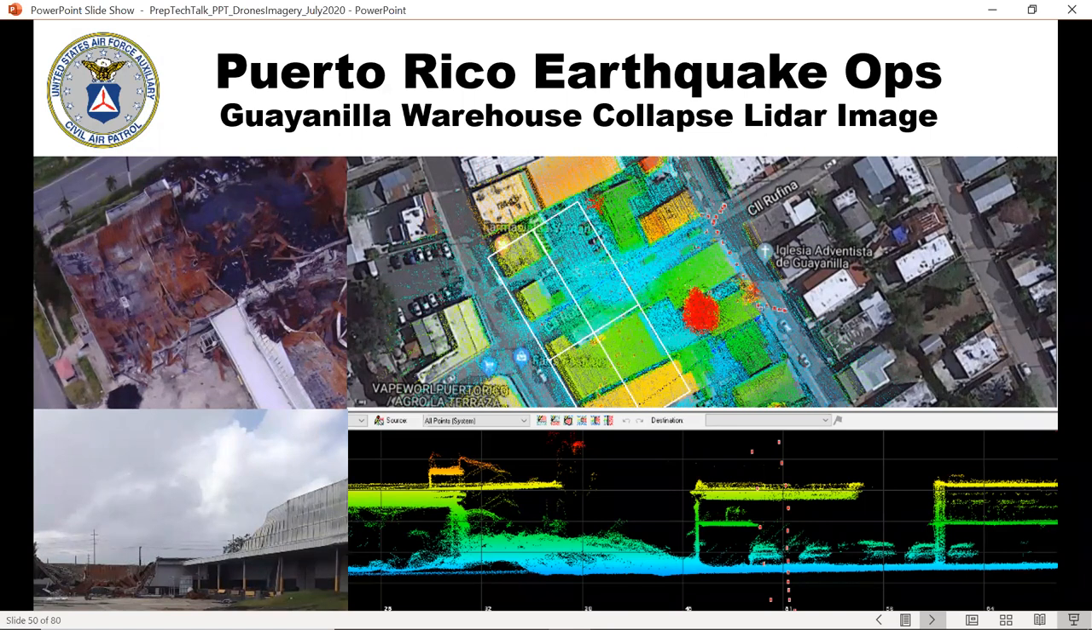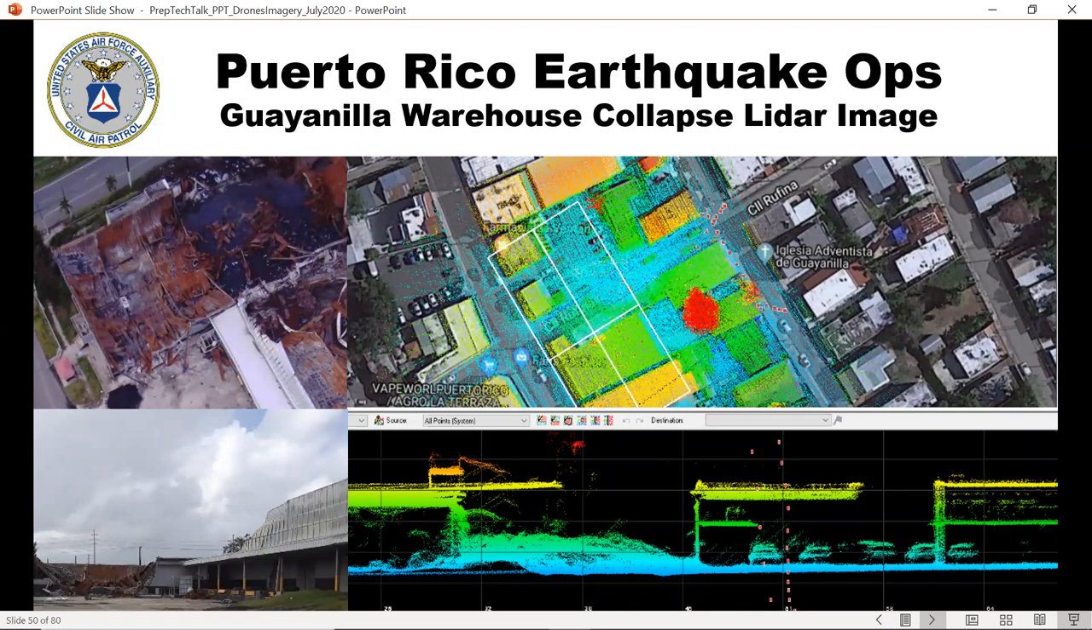And in this example, we imaged this warehouse collapse. You can see the UAV image in the upper left, a ground image in the bottom left. The overall LIDAR sensing, which gave us a point cloud from which to build 3D models. But the most interesting one here is we were able to take a cross-section of that LIDAR data, and you can see the debris pile from the warehouse, and we're able to do volumetric calculations based off of that. And we can also do that with 3D visual modeling, but it's more accurate with LIDAR.